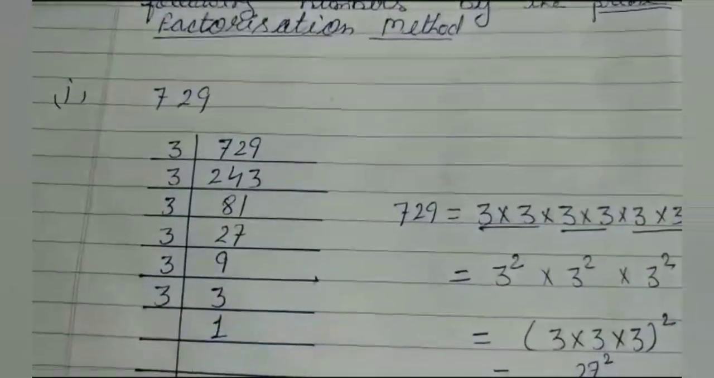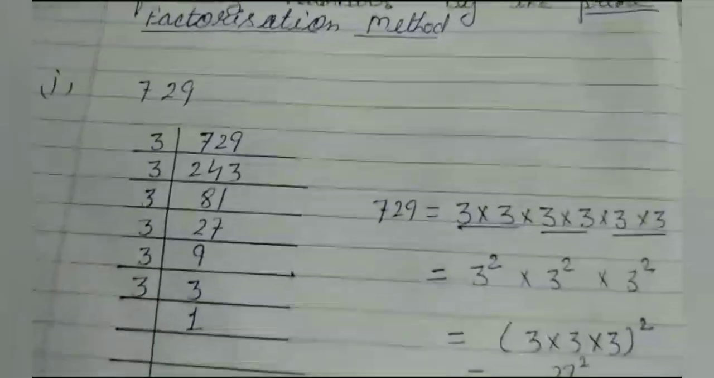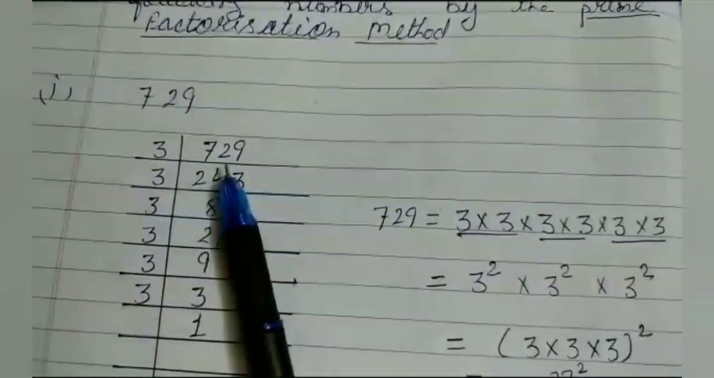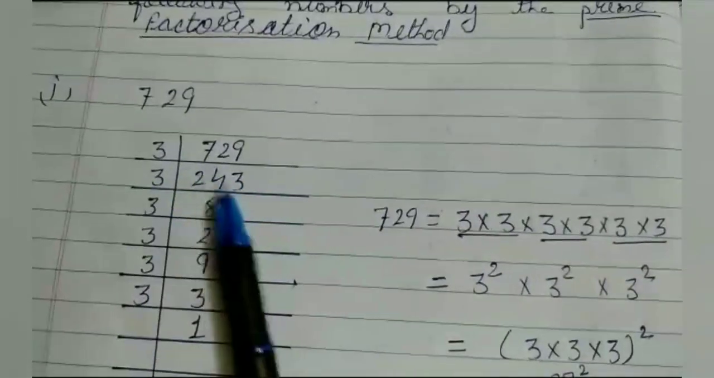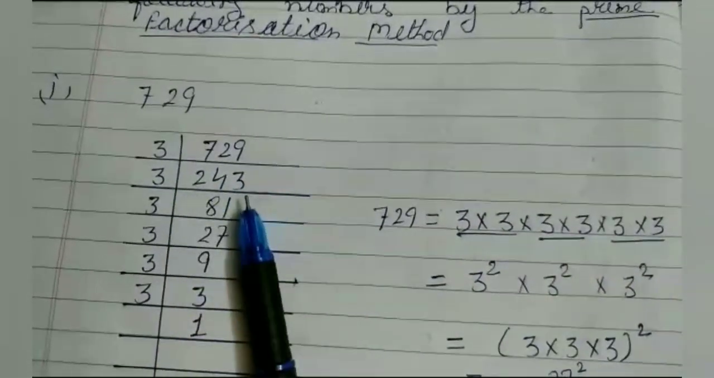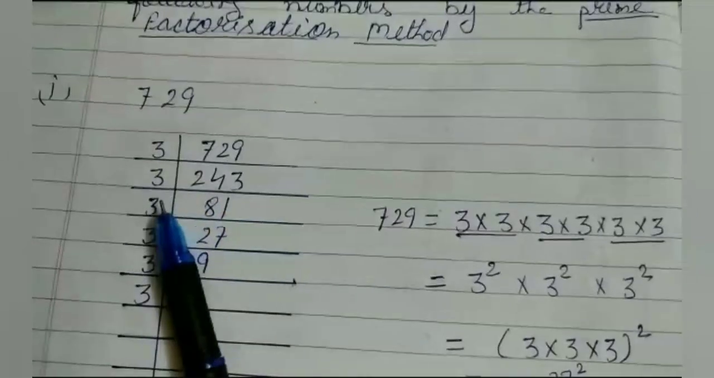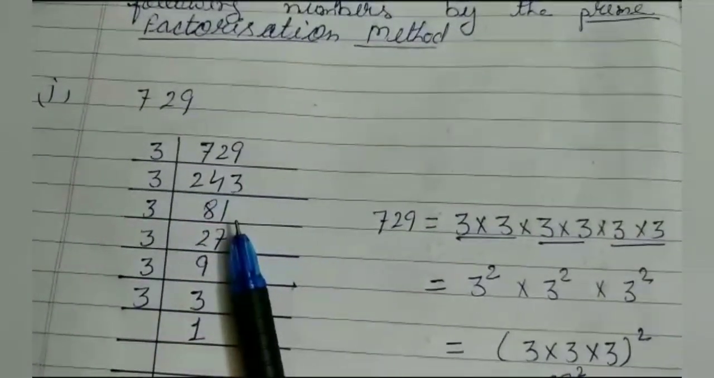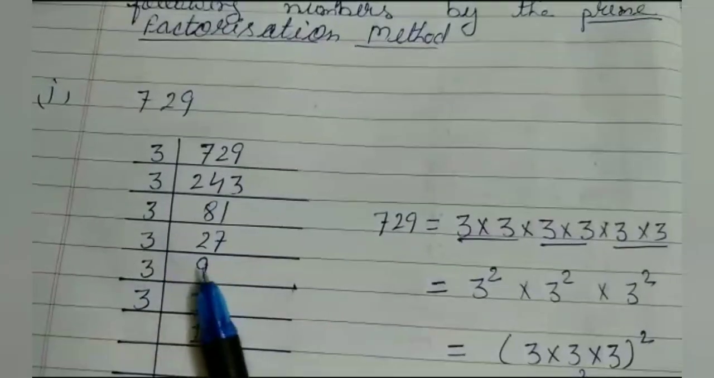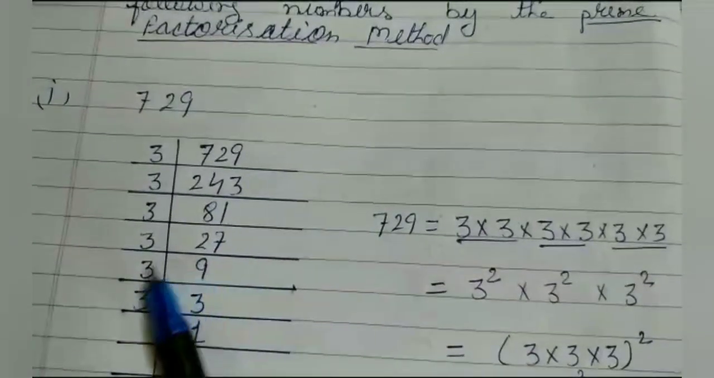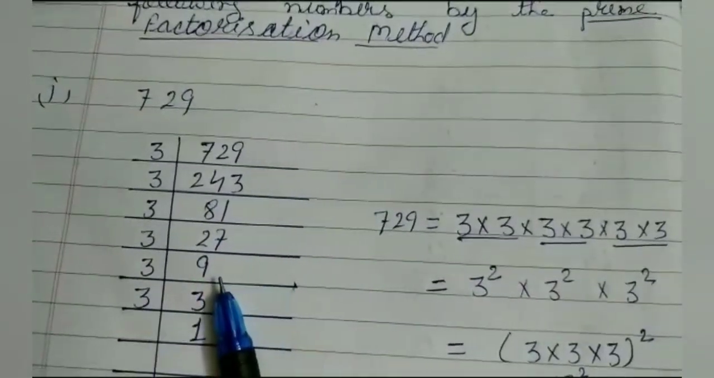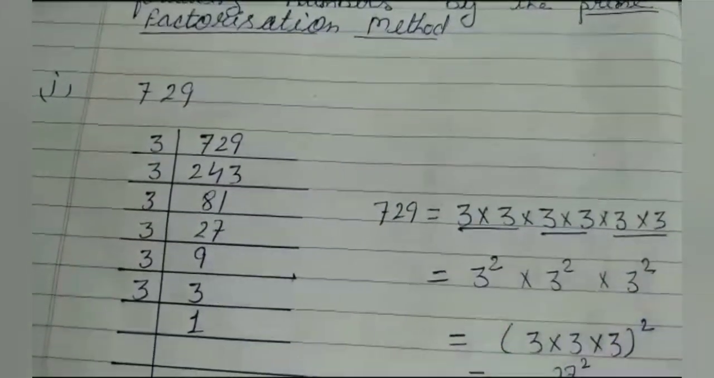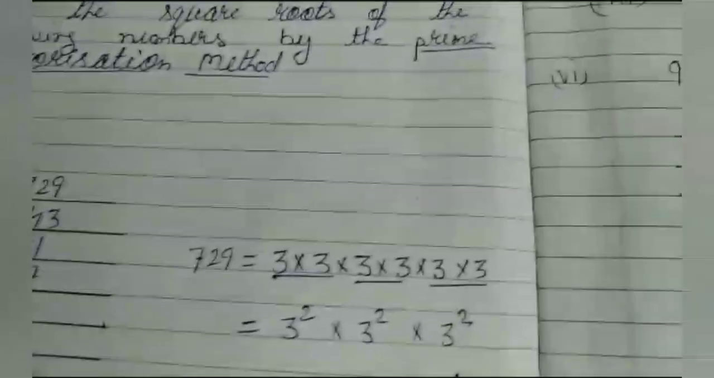We solve like this. When we divide 729 by 3, we get 243. And when we divide this number by 3, we get 81. Next, divide by 3, we get 27. Next, we get 9, 3, 1. So, we get some factors.